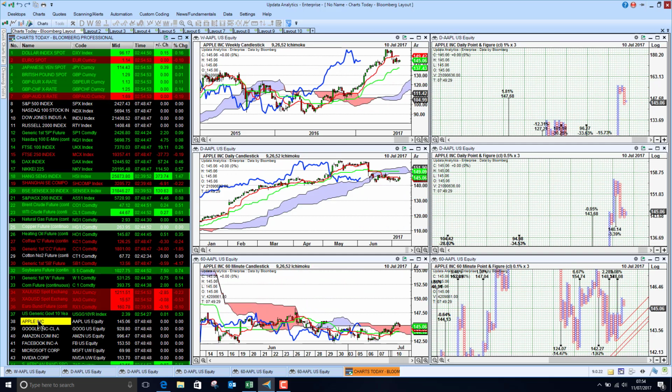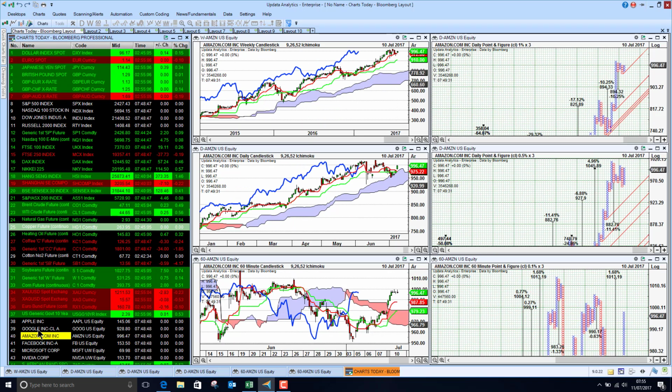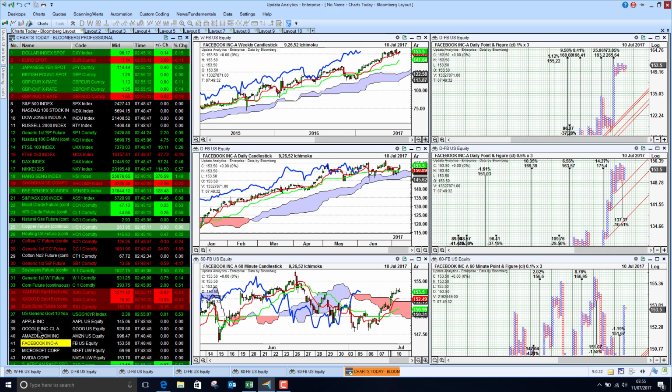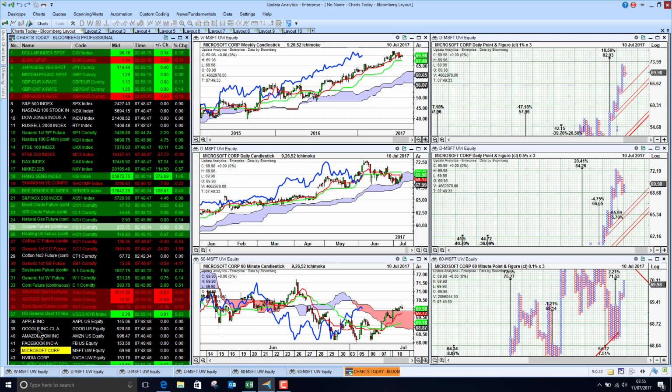Apple has held the support of 142.50, not quite yet back above the cloud. We do have some upside targets now, both activated, so that is good. And Google starting to recover as well, still below the cloud. Amazon is through back above the cloud on the short-term chart, so we're starting to see some recovery there. And Facebook also looking stronger as well, as is Microsoft. So just not quite through the cloud yet, but looking better all the same.